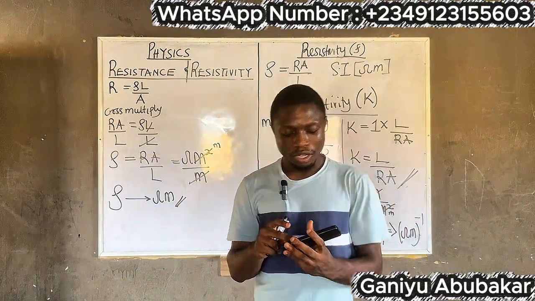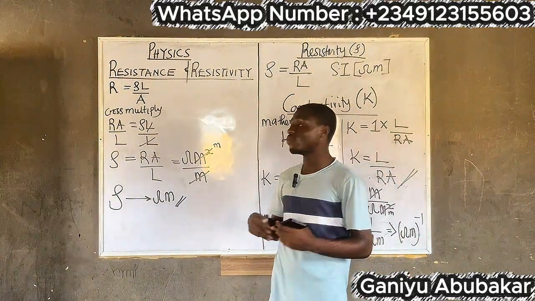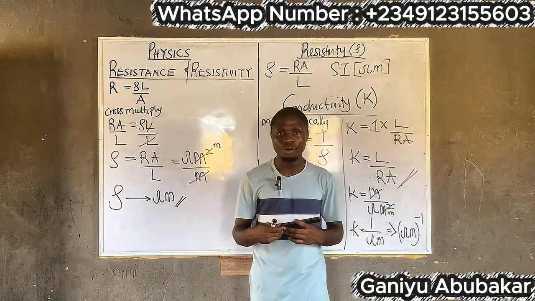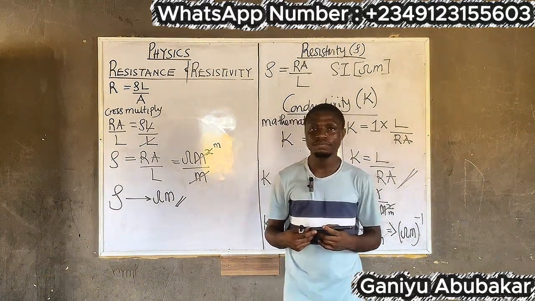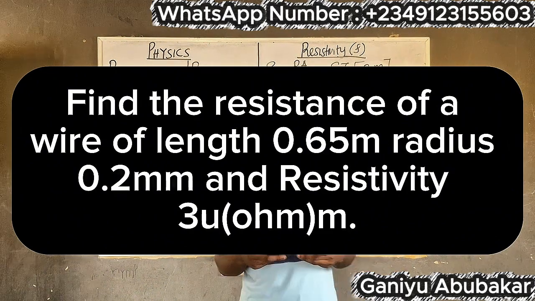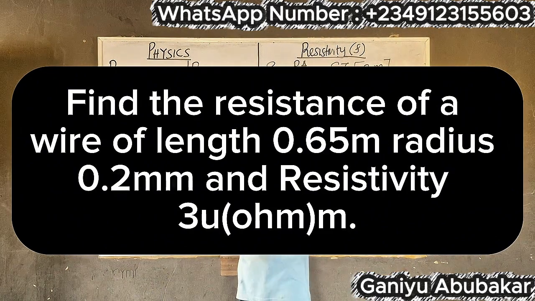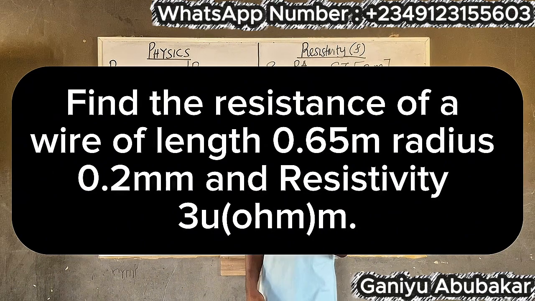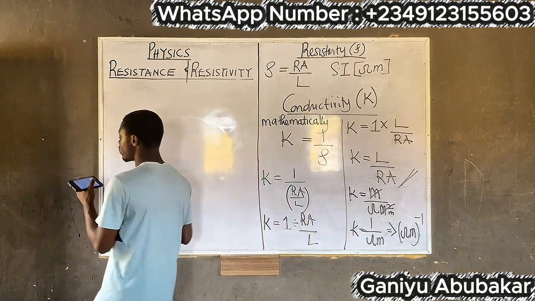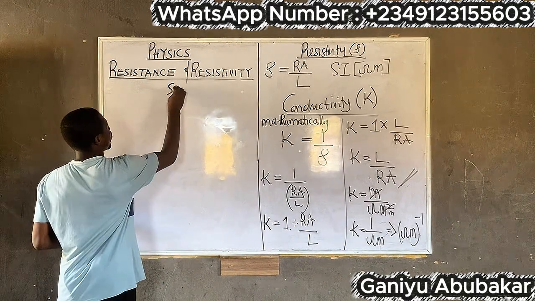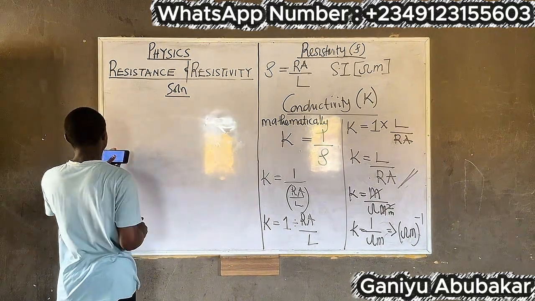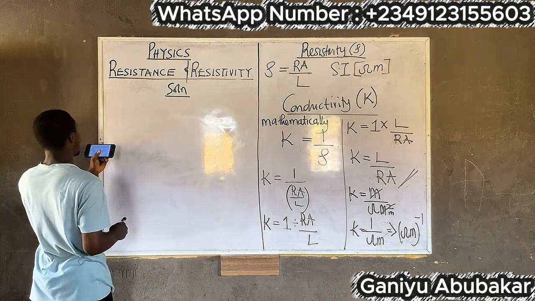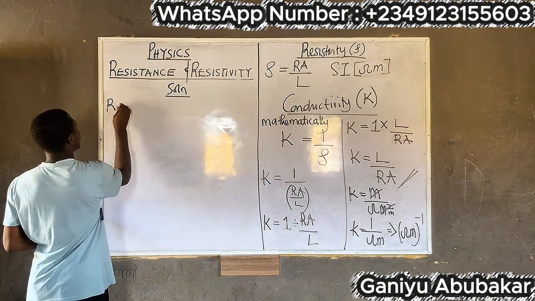Let's take some examples and see how this concept works better. The question says, find the resistance of a wire of length 0.65 meter, radius 0.2 millimeter, and resistivity of 3 micro ohm meter. How do you solve this question? It's simple. Solution, question 1. It says find the resistance of a wire, so resistance R is unknown.